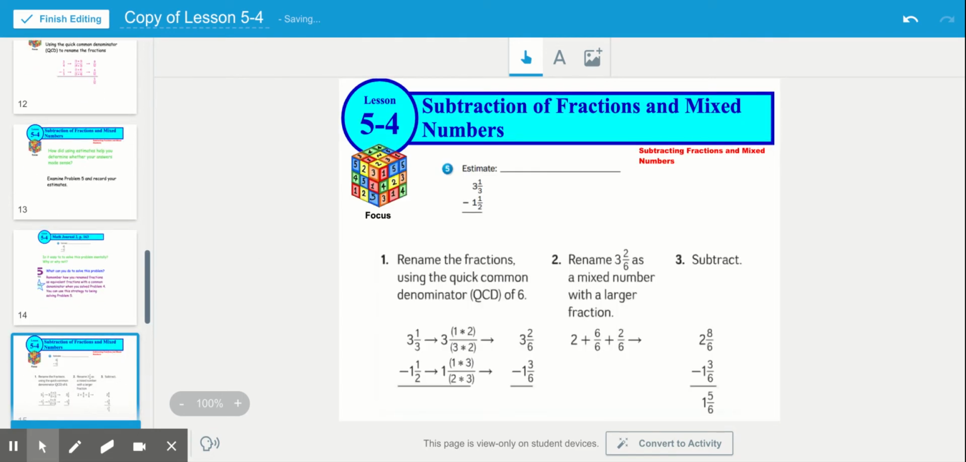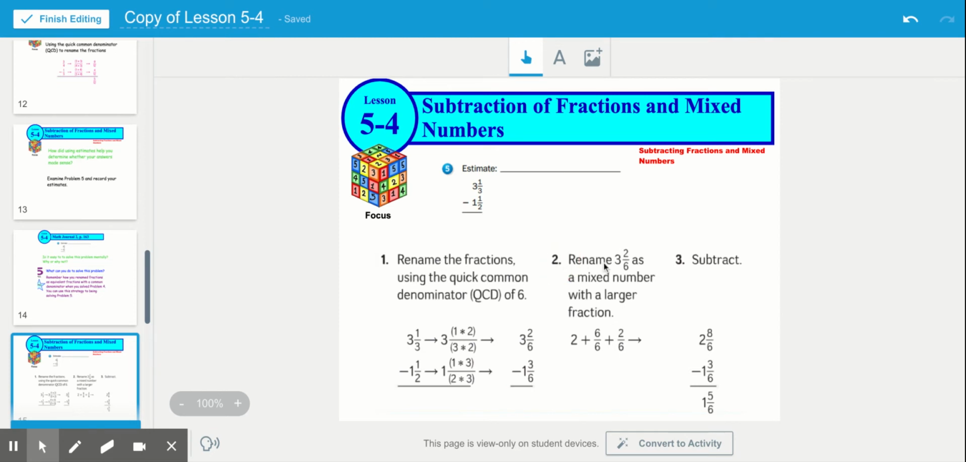So here are my steps that I've listed out for you. Step 1 is to rename the fractions using the quick common denominator, or the QCD, of 6. You can see here that I turned 3 1/3, I multiplied the top and the bottom by 2, and I got 3 2/6. 1 1/2, I multiplied the top and the bottom of the fraction by 3, and I got 1 3/6. 3 1/3 is equivalent to 3 2/6. 1 1/2 is equivalent to 1 3/6.